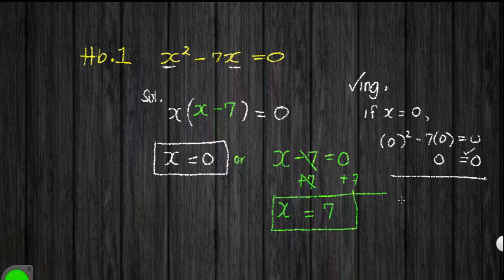So, for the next one, we have 7. If x is equal to 7, then we have in the original equation, 7 squared minus 7 times 7, and that is equal to 0. And 49 minus 7 times 7, which is 49 as well, equals 0. Then we have 0 equals 0. So therefore, we conclude that our solutions are correct.